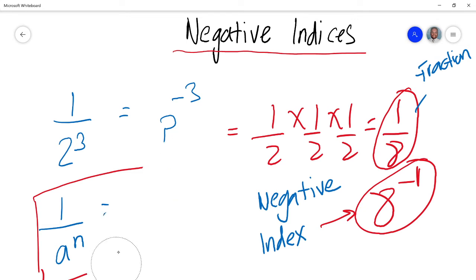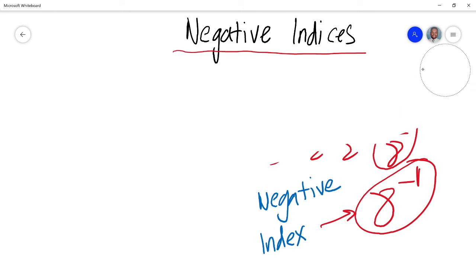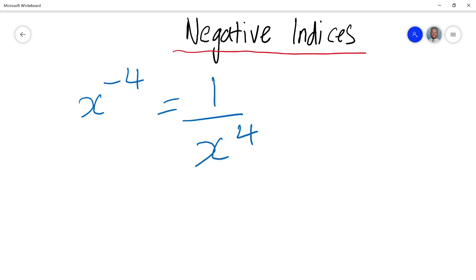examples. Suppose I have a question, say for instance, x to the power negative 4. How would I write that? That is a negative index, and let's say I want to write that negative index as a positive index. That now becomes 1 over x to the power 4. Now if I've got 1 over x to the power 4 and I want to convert it into a negative index, that now becomes x to the power negative 4. So that's a pretty straightforward question.